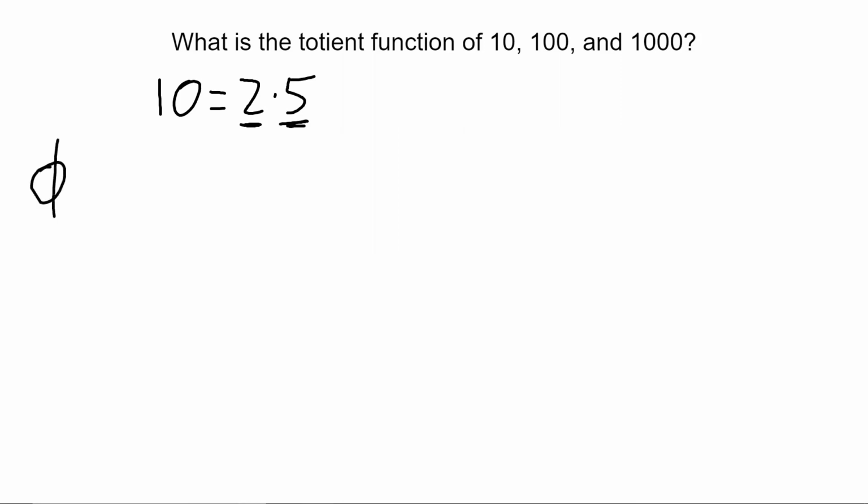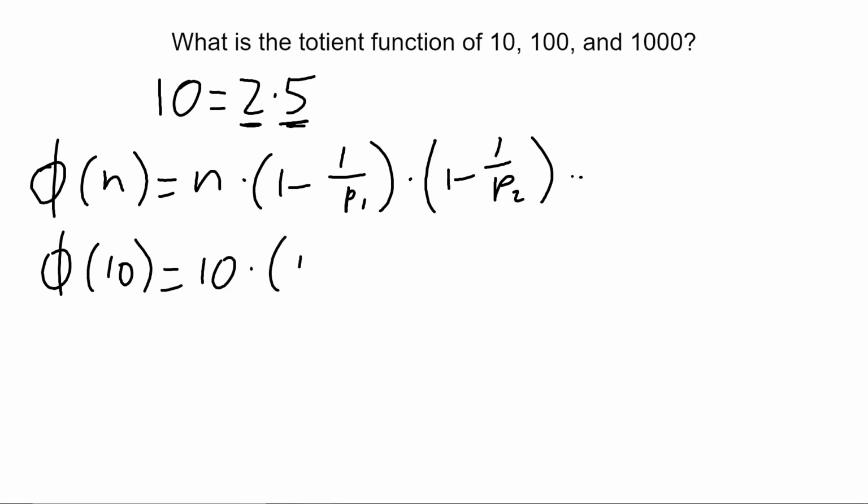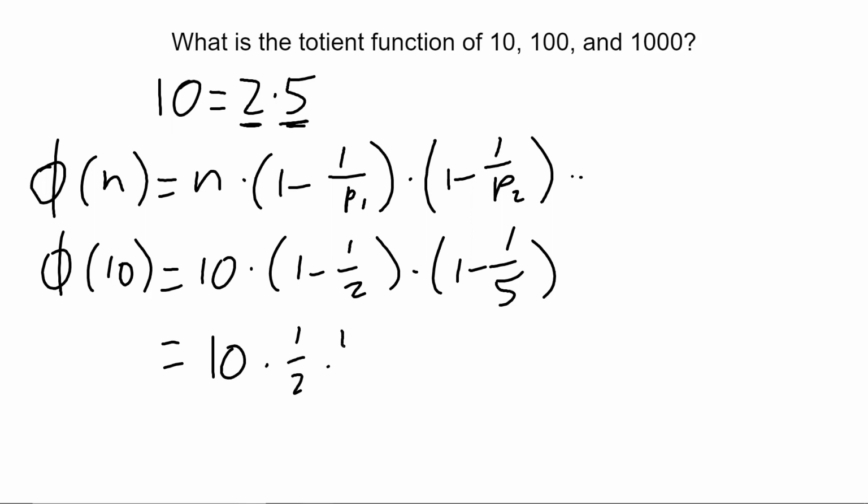The formula is phi of n is equal to n times (1 minus 1 over the prime factors) multiplied together. So in this case, phi of 10 would equal 10 times (1 minus 1 over 2) times (1 minus 1 over 5), which is equal to 10 times 1/2 times 4/5, which is equal to 4.